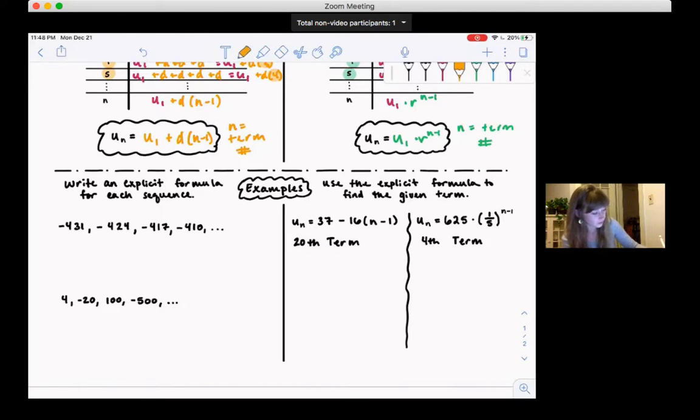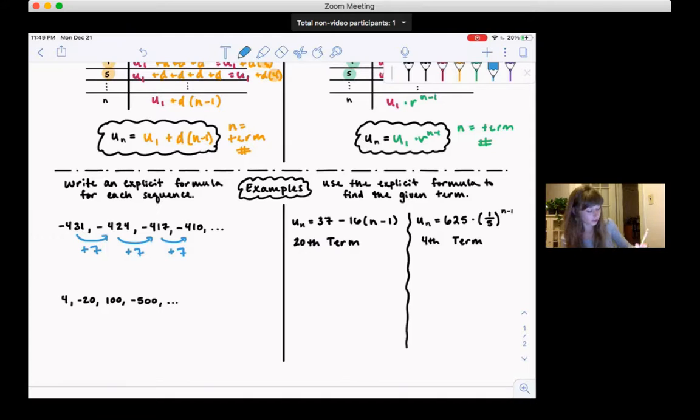So we could notice negative 431 to negative 424, we're adding 7. Negative 424 to negative 417, we're also adding 7. Negative 417 to 410, that's also plus 7. So this is arithmetic with a common difference of 7.